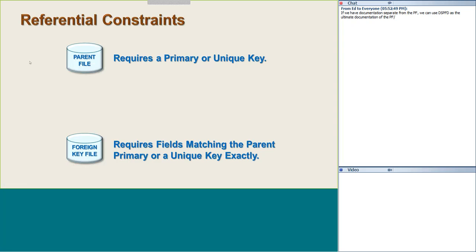So when you define the constraint in the foreign key file, you're pointing it at the parent file, and the fields you choose out of your foreign key must match exactly the primary or unique key.